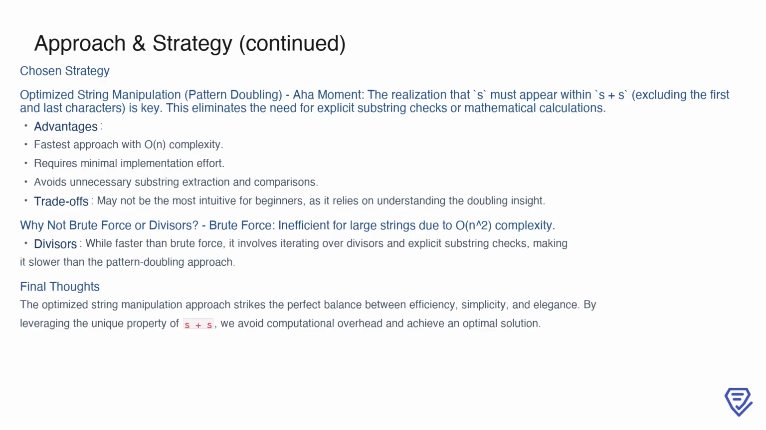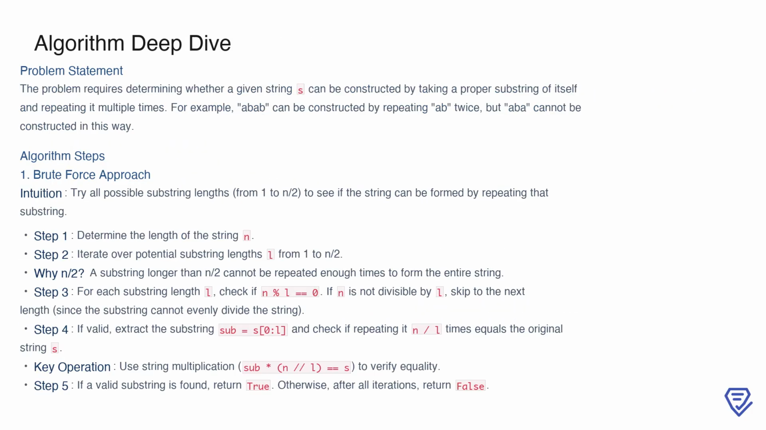The goal of this problem is to determine if a given string can be formed by taking a smaller substring and repeating it multiple times. For instance, the string ABAB can be constructed by repeating the substring AB twice, but the string ABA does not have such a repeated pattern.